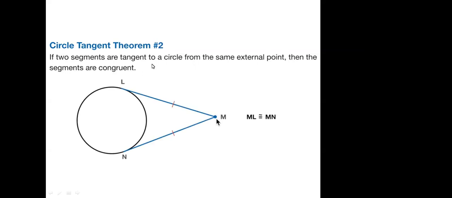Now we have another theorem. If we have 2 segments that are tangent to the circle, like this one is tangent to the circle, and the other one is as well tangent to the circle, and they are crossing each other at the point M, because these are tangent lines, they need to cross somewhere. Then the segments are congruent. That means that the line LM is the same as the line NM.